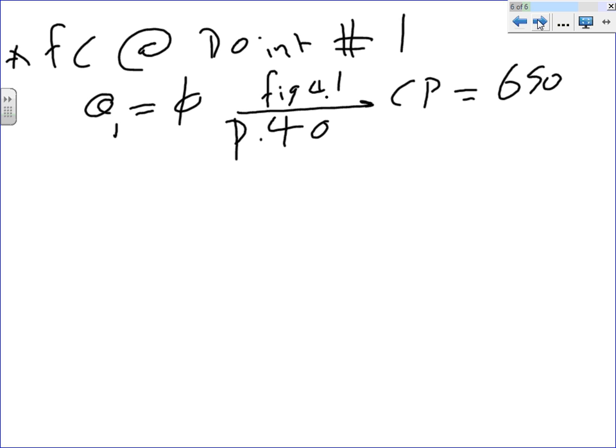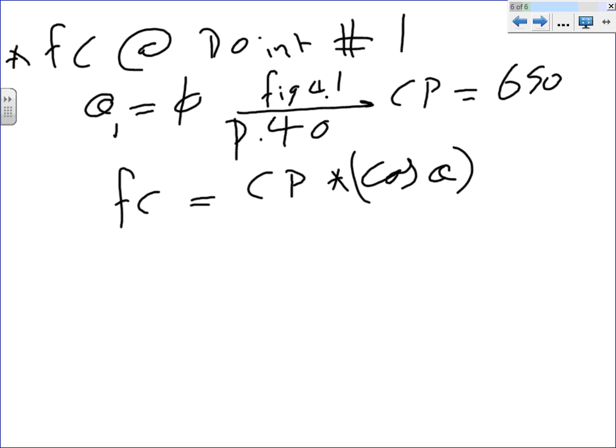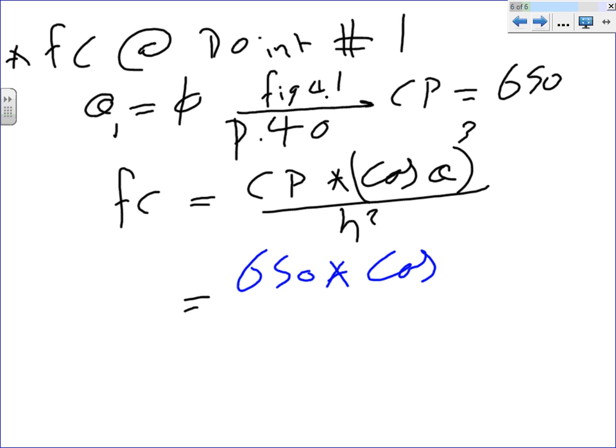Okay. So here's the foot candle for point number 1. Let's start putting in the CP. So CP times cosine theta to the power 3. Don't forget, divided by H squared. Let's plug in a number. CP is 650, cosine 0 to the power 3, divided by, what's the height? The height was 10 for this fixture. So 10 to the power 2.